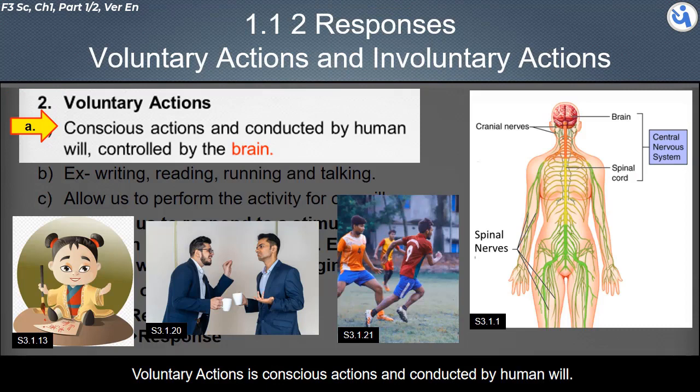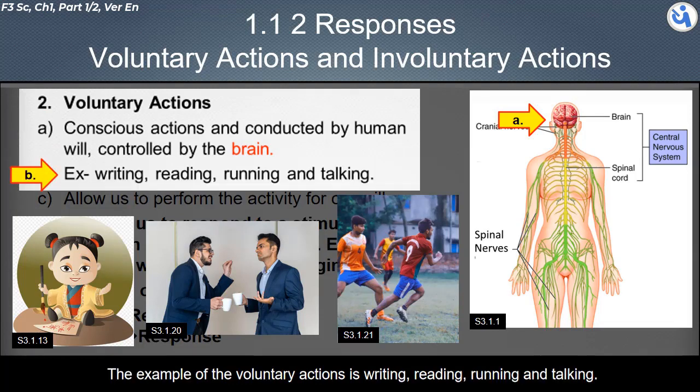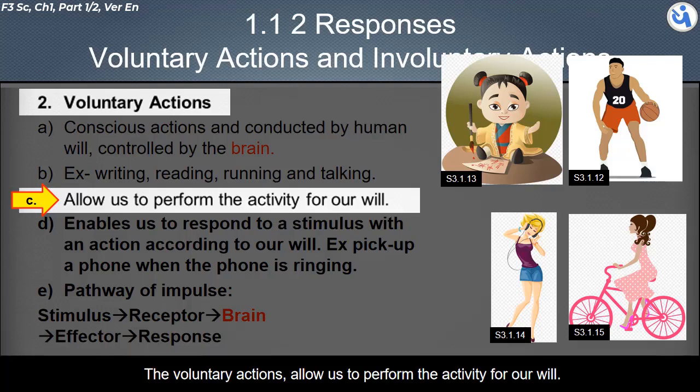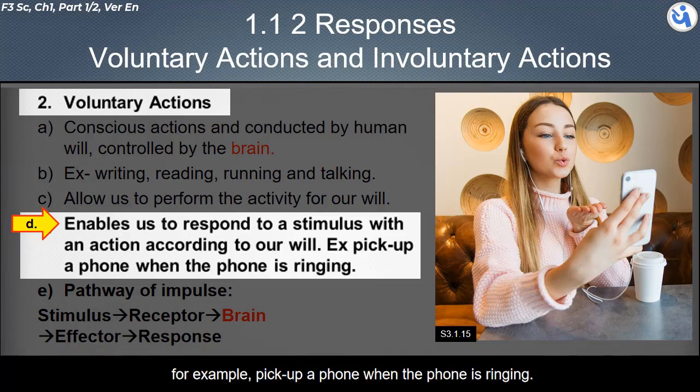Voluntary actions are conscious actions and conducted by human will. Voluntary action is controlled by the brain. Examples of voluntary actions are writing, reading, running, and talking. The voluntary actions allow us to perform the activity by our will. The voluntary actions enable us to respond to a stimulus with an action according to our will. For example, picking up a phone when the phone is ringing.